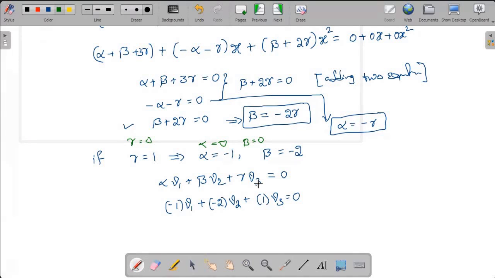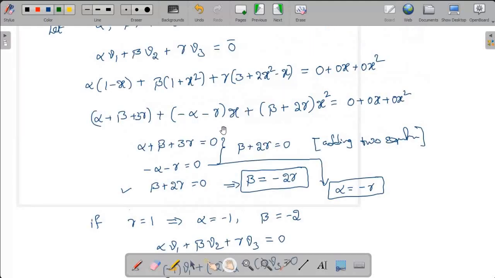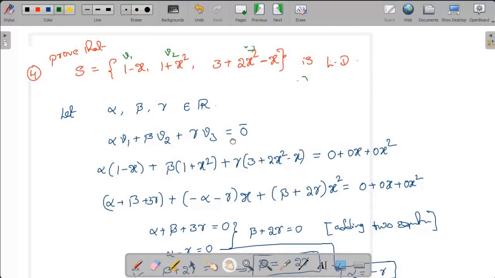One of such solutions is this: -1, -2, 1. This system has actually infinitely many solutions, not just one. It means I can produce infinitely many linear combinations which are equal to zero, where not all scalars are zero.